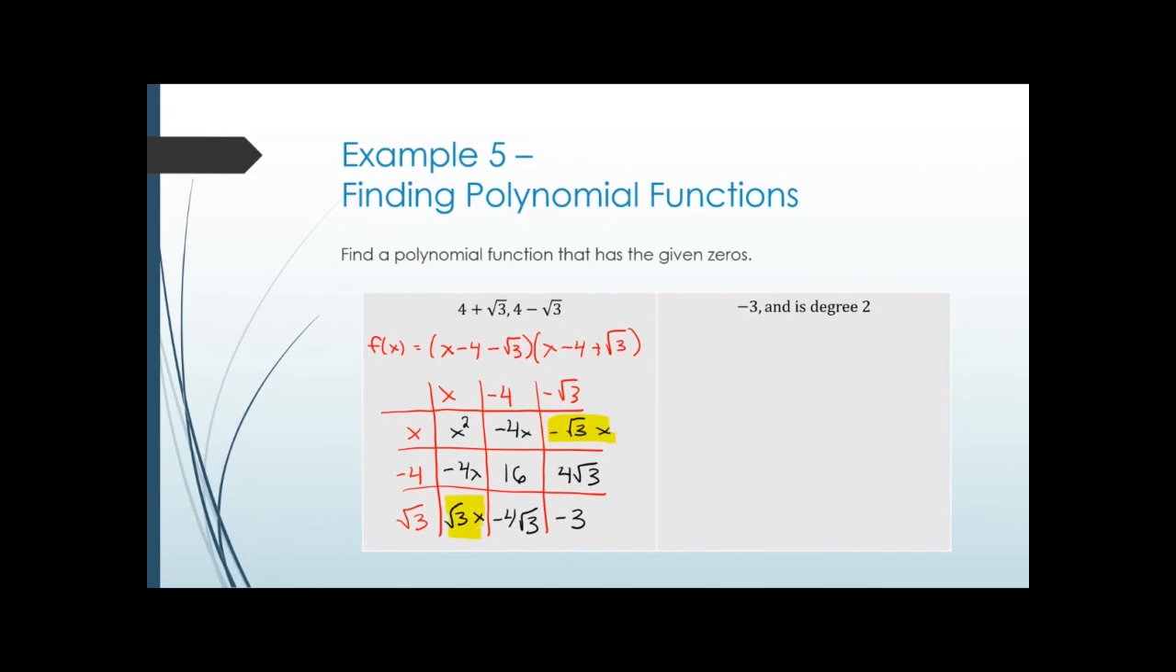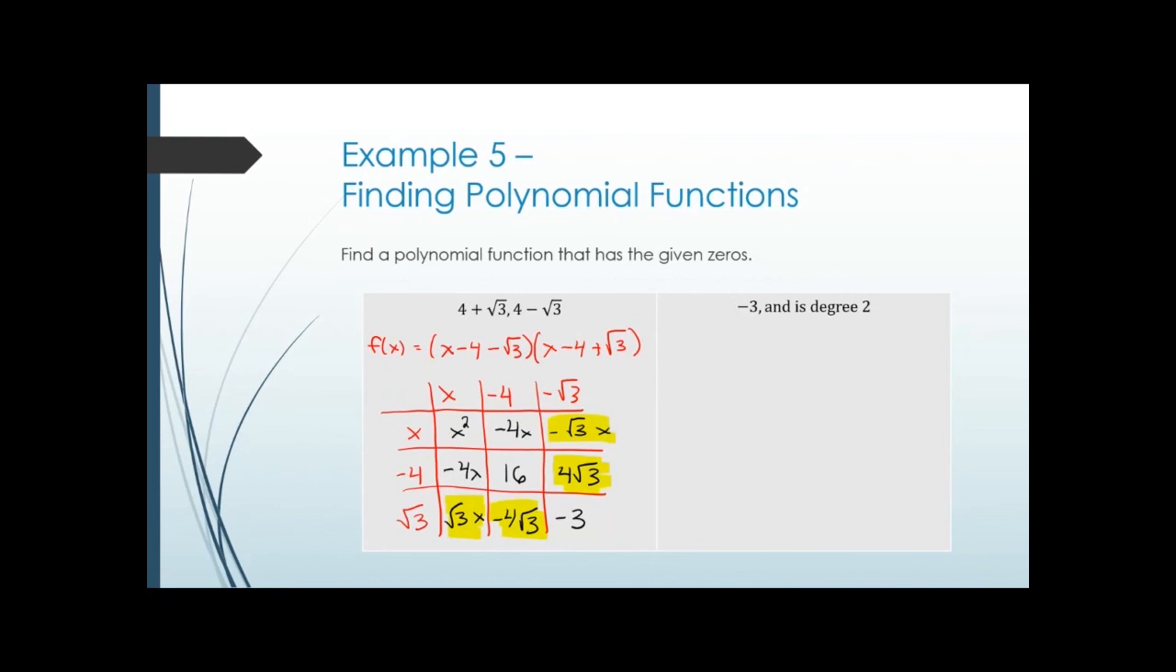We have negative square root of 3x and a positive square root of 3x, so those add up to 0. Then I have a 4 square root of 3 and a negative 4 square root of 3, so that also adds up to 0. And this is why when you have things with square roots, you do want to multiply them out, because it will make it look nicer, even though it does take a little bit.